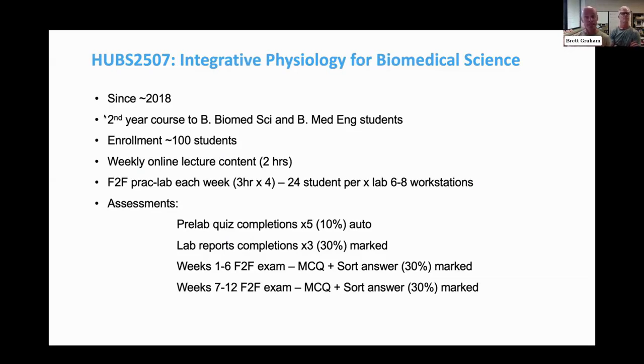So just to give you the context about the course that we teach using the LT system, and have done since pre-COVID, maybe 2018, maybe 17. That's a second-year course called Integrative Physiology and Biomedical Science. It's taught into our Bachelor of Biomedical Sciences degree in second semester, second year. But it can also be taken by our medical engineering students, so MEdEng, and I believe it's also in the second year of their enrollment.